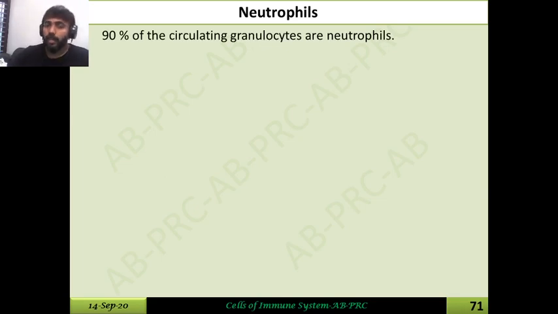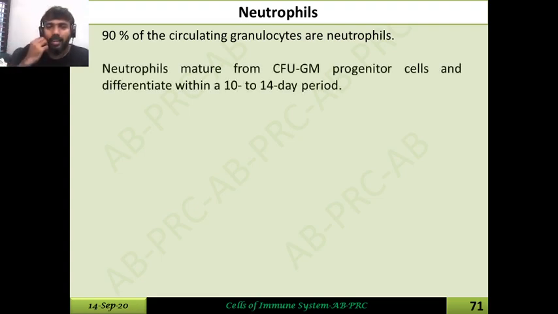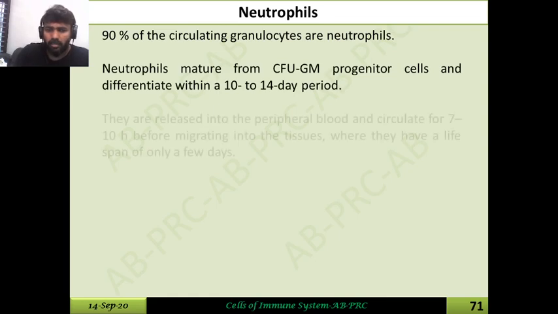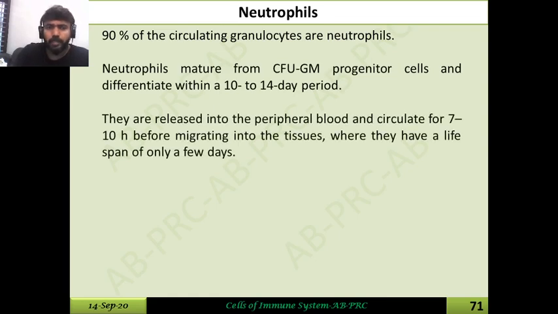90% of the circulating granulocytes are neutrophils. That means out of the 75%, 90% of the granulocytes are neutrophils. Right, these are the major cells seen in peripheral blood. They are derived from the corresponding progenitor, and all those things are common to all other cells. Then they are released into the blood, they survive for some hours, just like monocytes. Then they migrate into tissues, and within the tissues they will not survive for a long period, but for a few days.